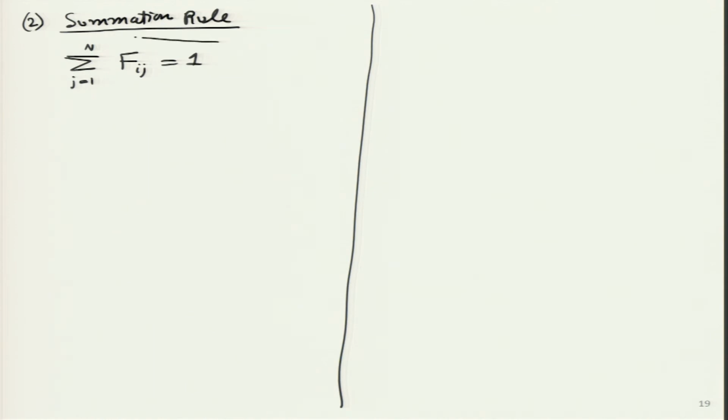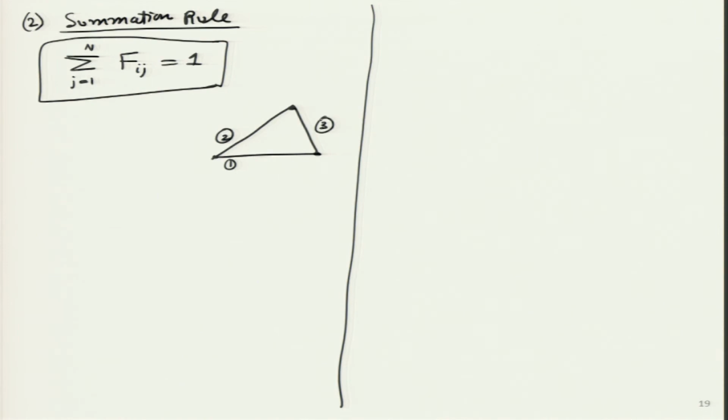Now, let us look at the second rule, which is very critical. This is known as the summation rule. Mathematically I can write it very simply as the sum of the view factors for all the surfaces, provided they are in an enclosure, is equal to 1. What does this mean? I must make an enclosure first over here. This I call surface 1, this I call surface 2, this is surface 3.